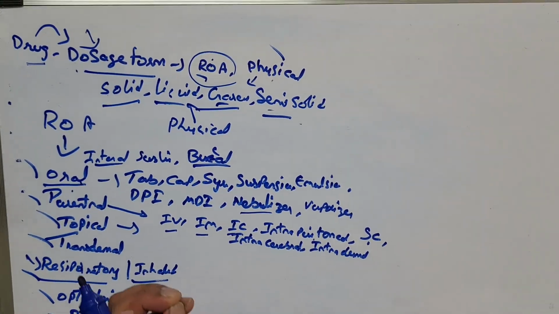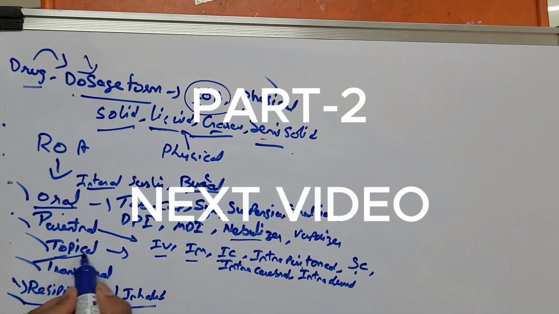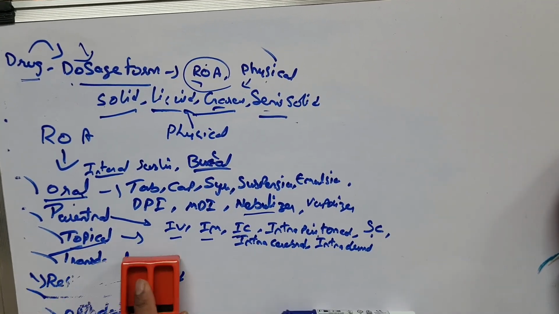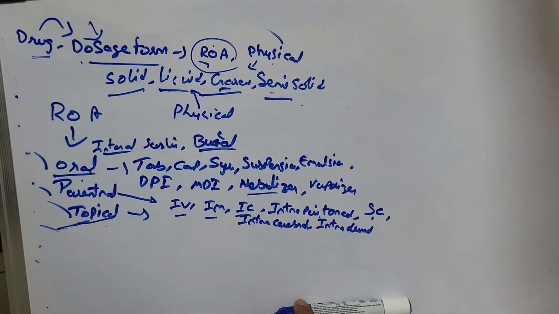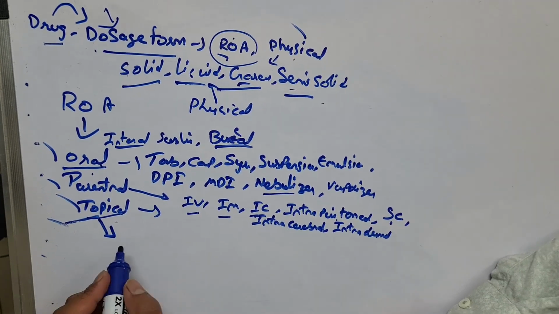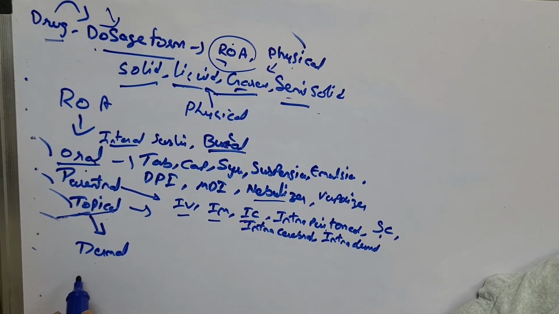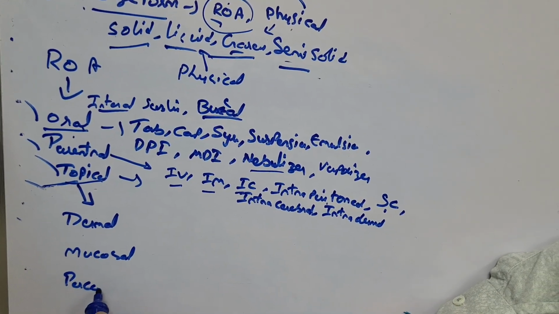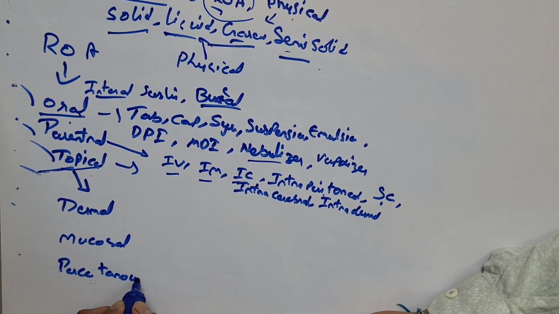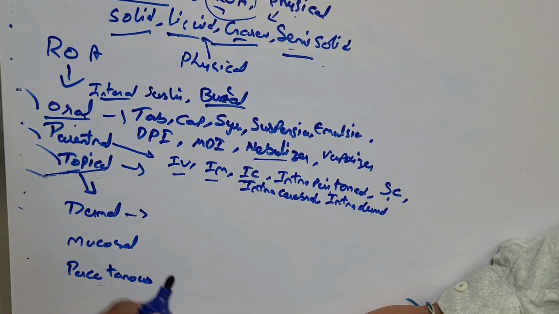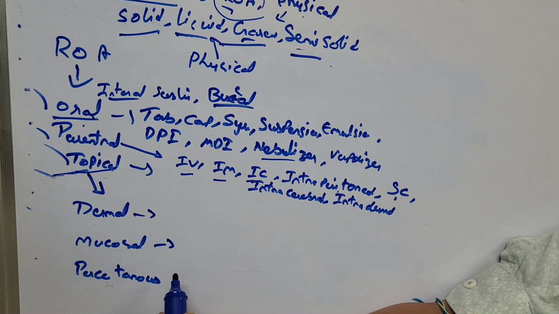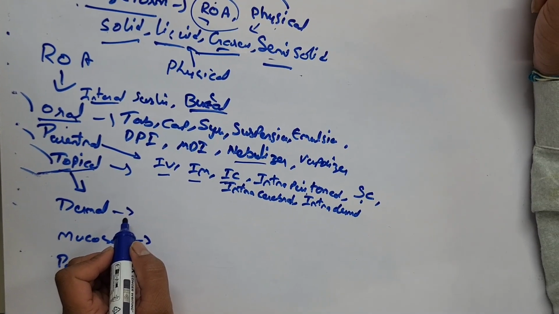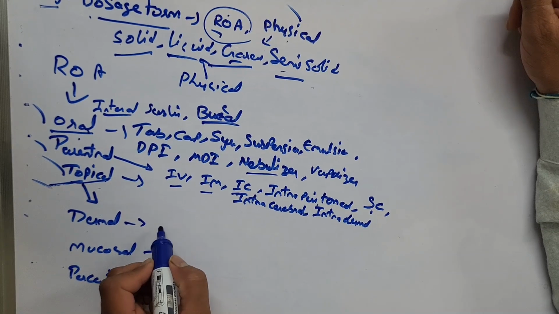Whereas coming to the topical route, it means giving the drug to the dermal, to the mucosal, or percutaneous. In this topical route we have dermal, mucosal, and percutaneous. What is dermal? Giving on the skin, topical application. Mucosal is to the mucous membrane.